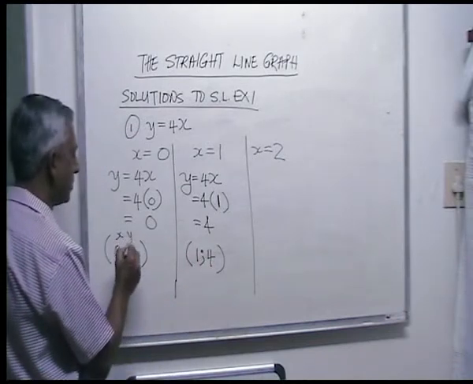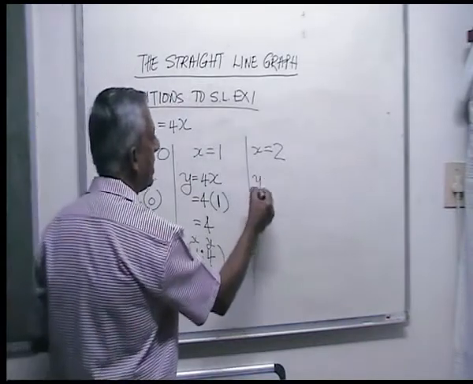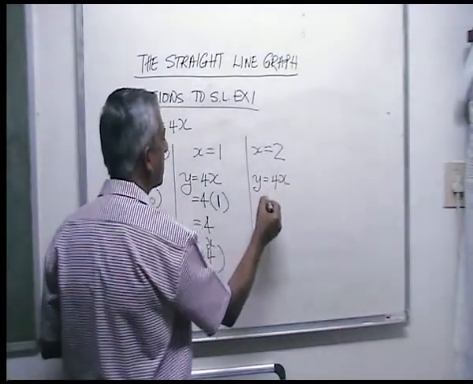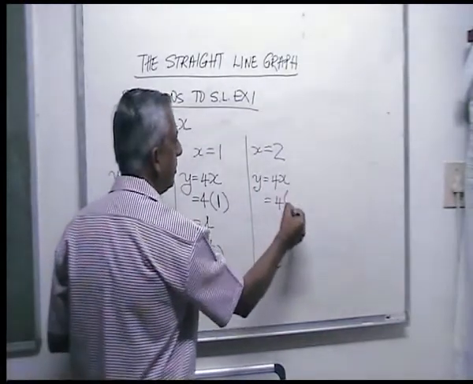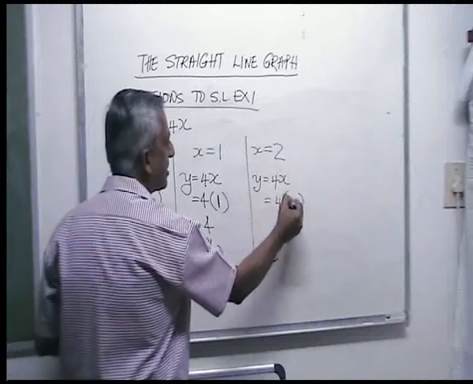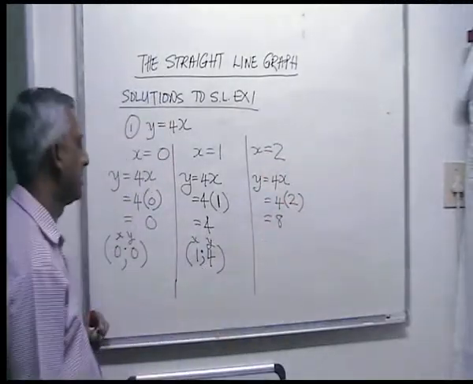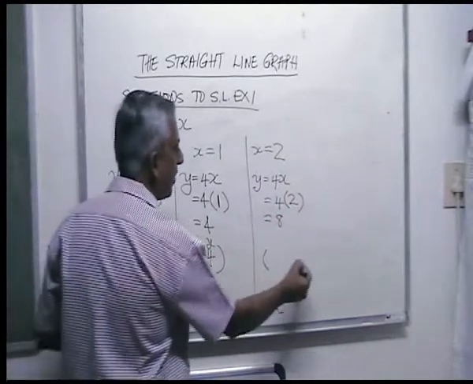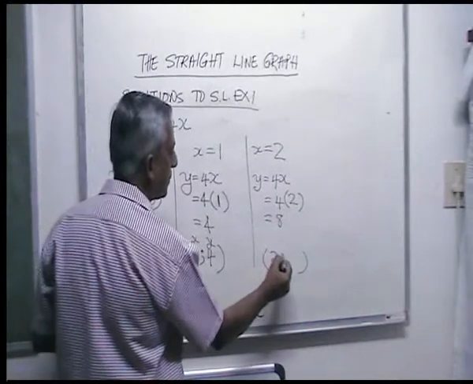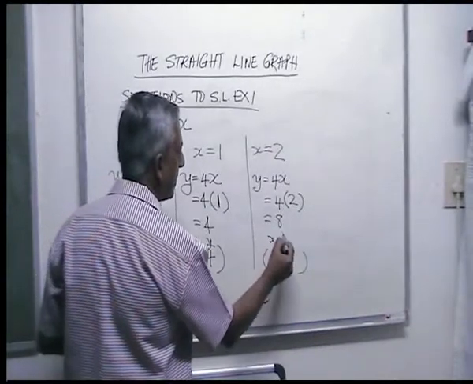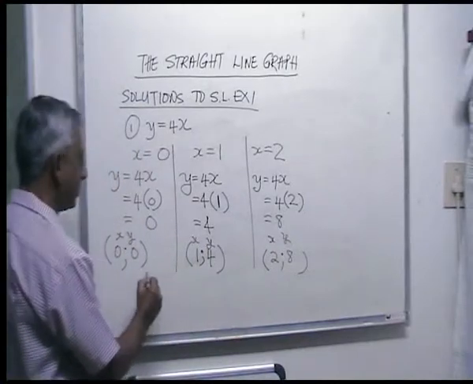Remember, this is x, that's 1. And finally, y is equal to 4x. And this time x is 2. So 4 2s, 8. And finally, your ordered pair will be x is 2, y is 8. And if you had to write all these answers in a table form, this is what it will look like.